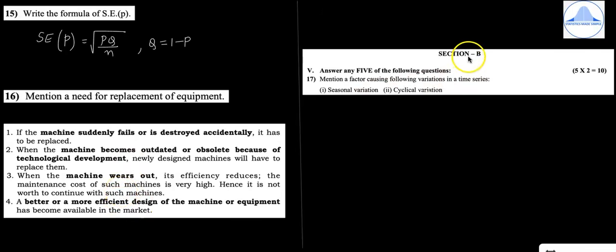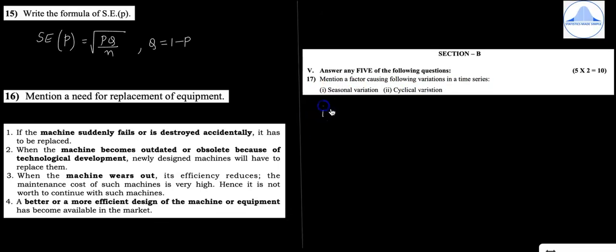Now moving on to section B, answer any 5 of the following questions. 5 into 2 is equal to 10. 17th question, mention a factor causing the following variations in a time series. First one, seasonal variations, and second is cyclical variations.